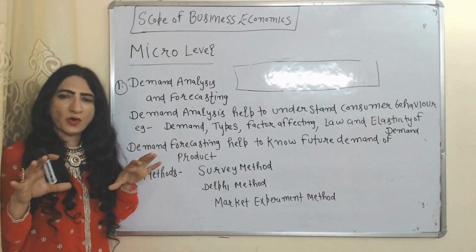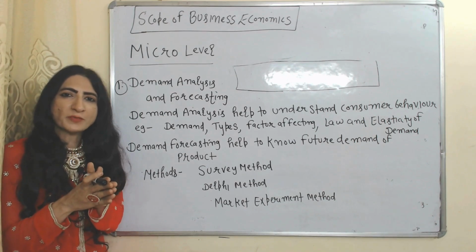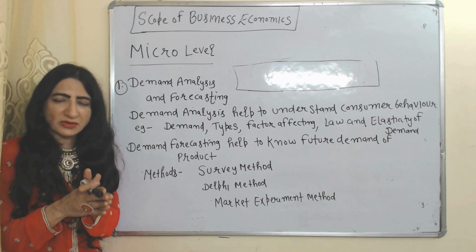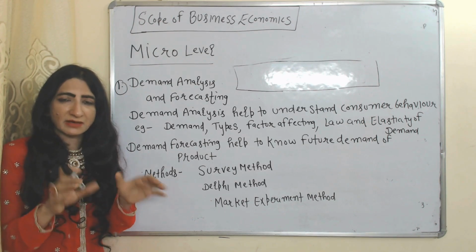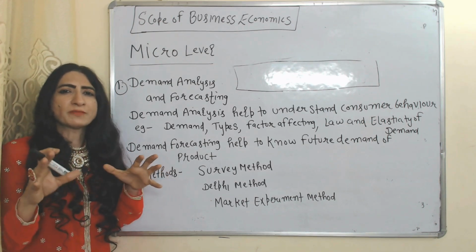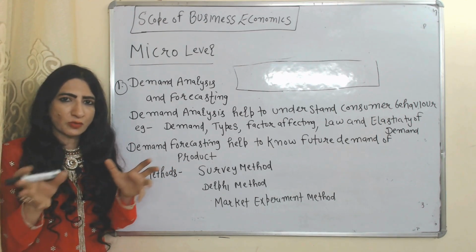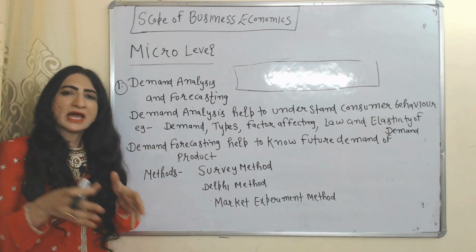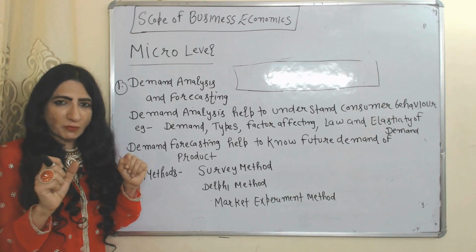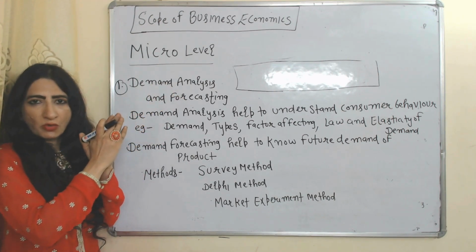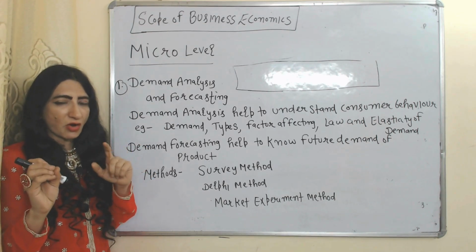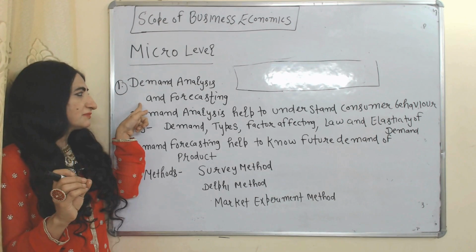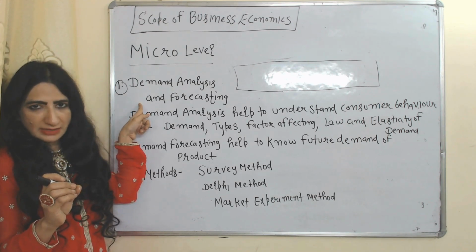Now the scope of business economics. Scope of business economics mainly includes topics which we study under business economics. Scope of business economics is divided into two parts, micro level scope and macro level scope. First of all, we will see micro level scope. First scope of business economics at micro level is demand analysis and demand forecasting.